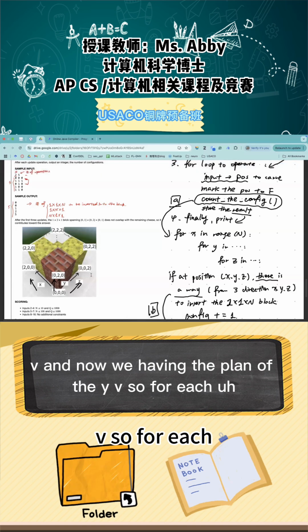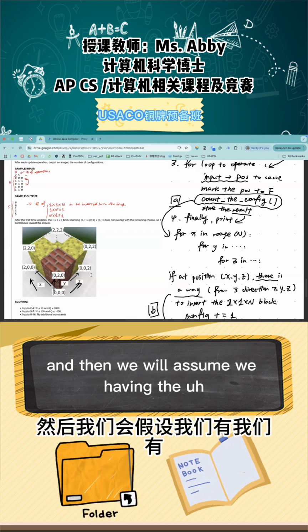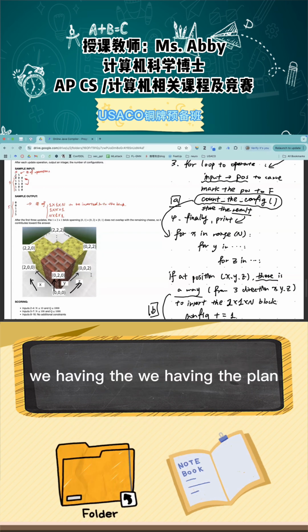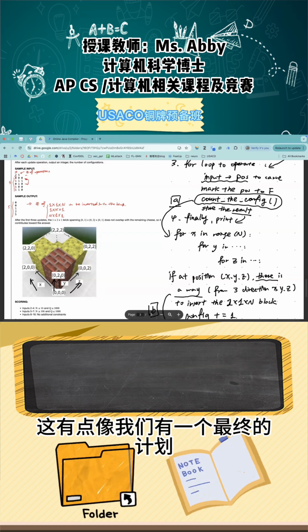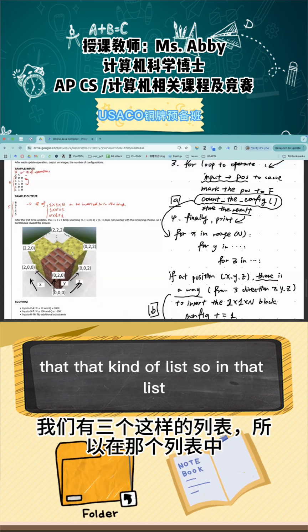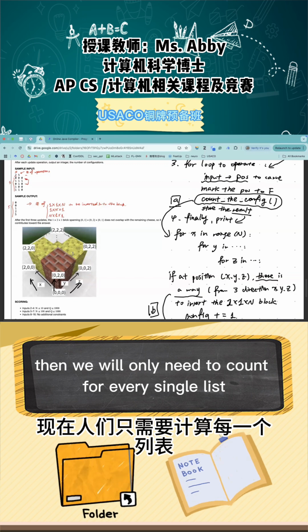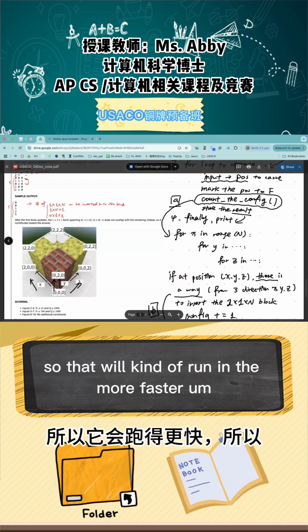So for each direction, we have the n by n plane of that, and now we have three such lists. In each list, we only need to count for every single list. We just run through that, so that will run faster.